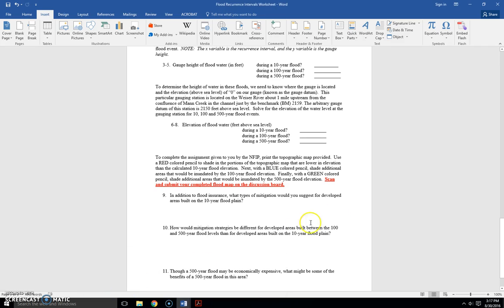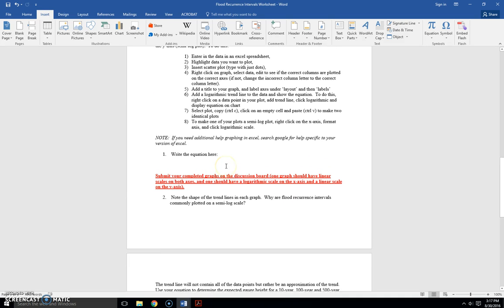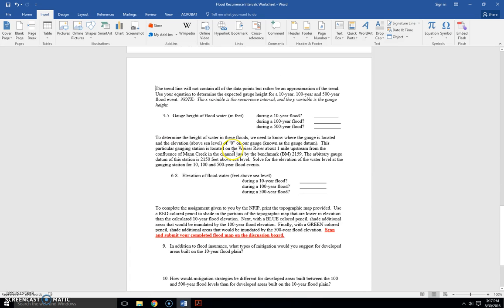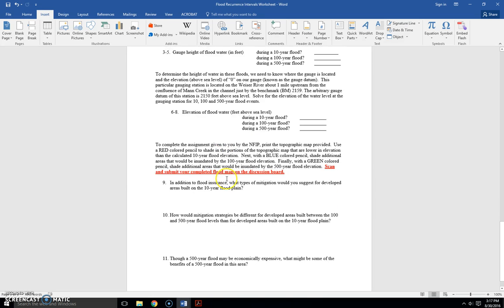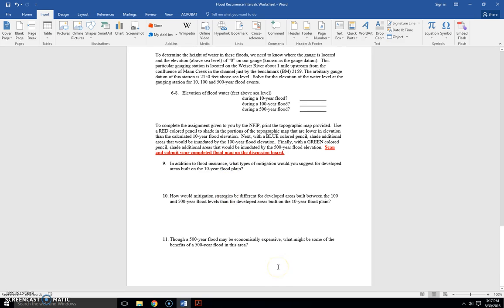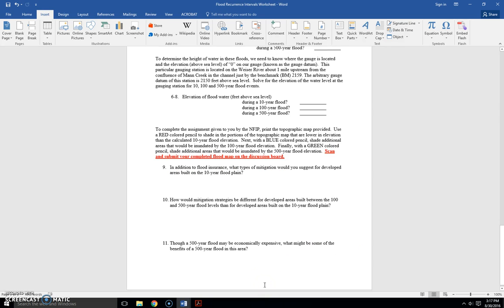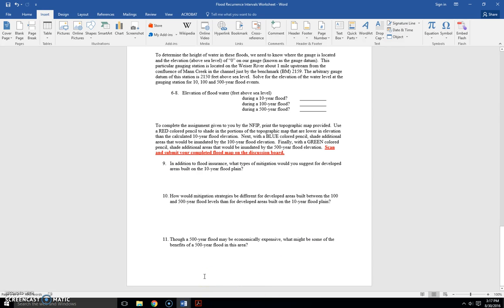And you will scan and submit this completed flood map to the discussion board. You'll also submit your graphs up here to the discussion board. But all these other questions, you'll submit your answers in the lab quiz. So that's all the advice I have for you at the moment. If you have any questions, again, please feel free to email me.